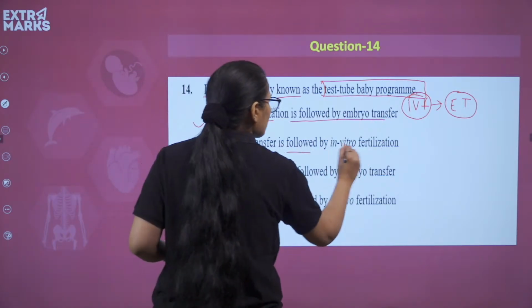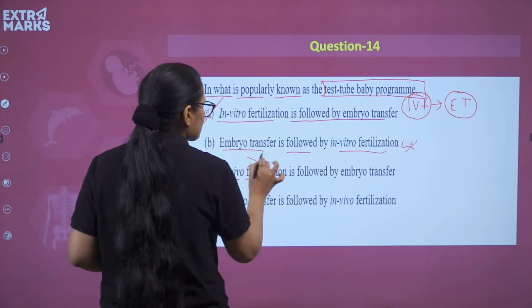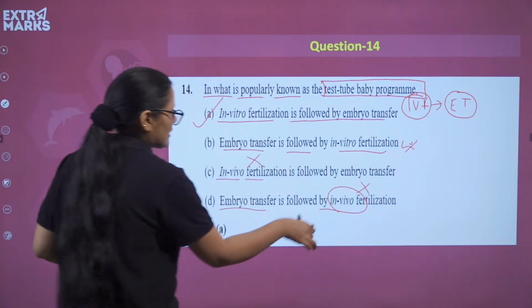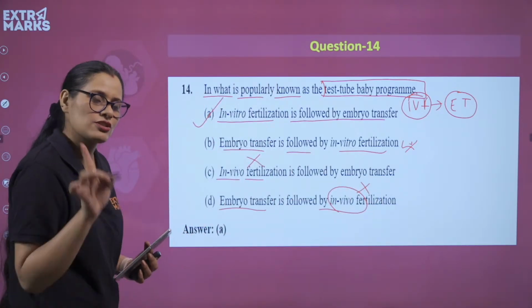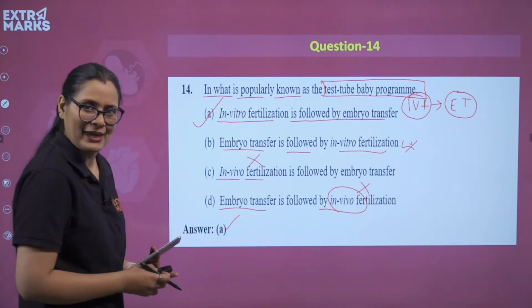Embryo transfer followed by in vitro is incorrect. This is vice versa. In vivo fertilization never happens in the test tube baby program, and it never follows. So this is incorrect because of in vivo fertilization. It is always in vitro fertilization. So the answer is option number A.